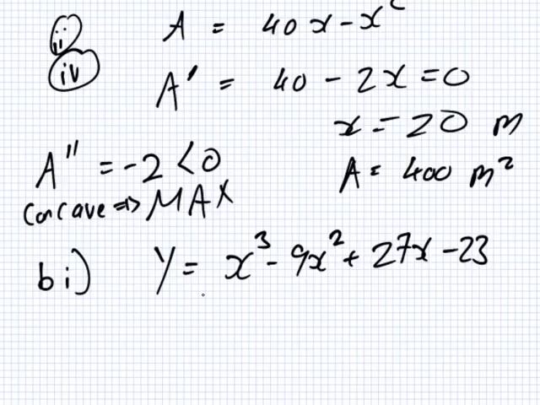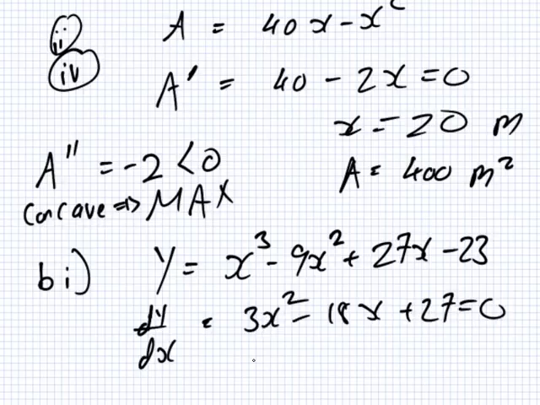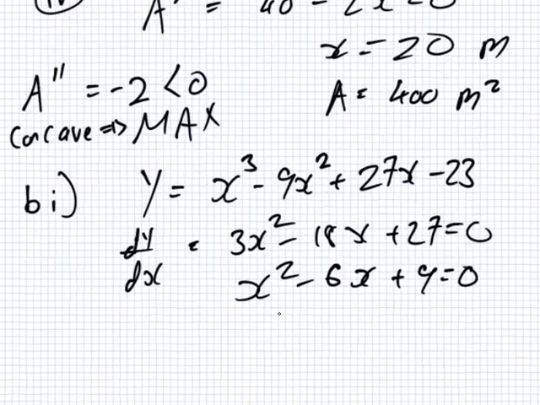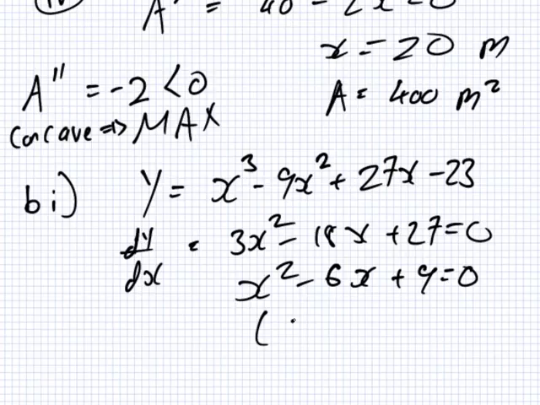Find the stationary point. The stationary point is the derivative. 3x squared minus 18x plus 27. Divide by 3. x squared minus 6x plus 9. Yeah, so what? No, just one answer here. (x minus 3)(x minus 3) equals 0. So it means x equals 3.